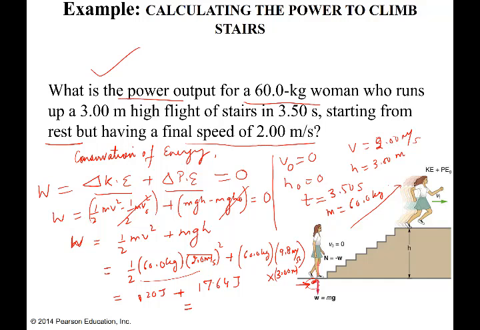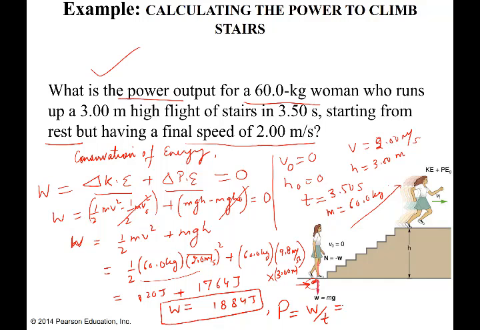So that's 4, 8, 8, and 1. So you found out that the work done is 1884 joules. Go ahead and find out the power now. Power is basically work done over time taken.